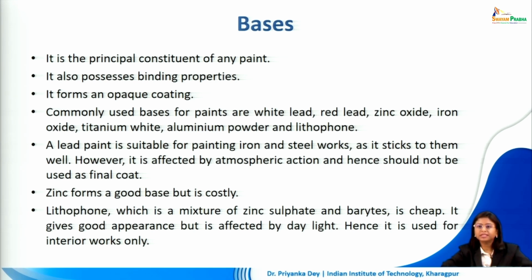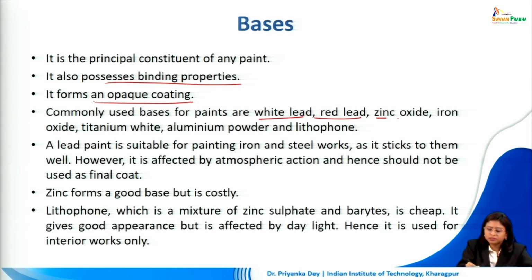First one was called bases, right? So it is the principal constituent of any paint. This is the part which possesses all the binding properties and it forms an opaque coating. So this is what is going to help us hide the surface in the background. Commonly used bases for paints include white lead, red lead, zinc oxide, iron oxide, titanium white, aluminium powder and lithophone.